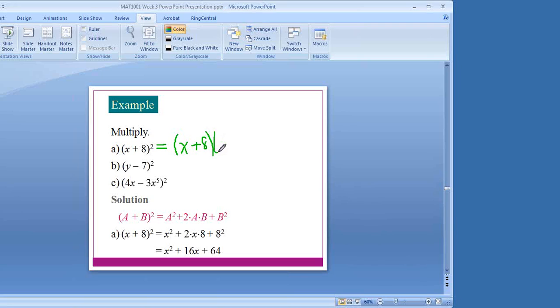And when you see something like that, I hope you're starting to think, oh, I've got two binomials. I can use FOIL, and FOIL will give us the right answer. So we don't have to use a new formula. We can just use the FOIL that we've been used to.